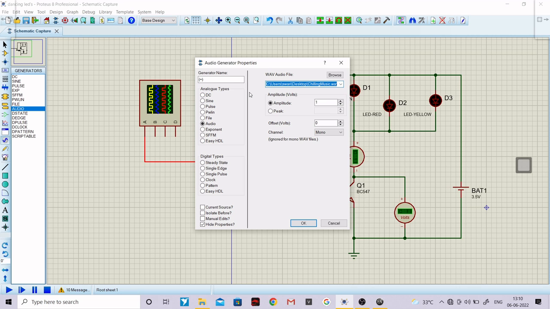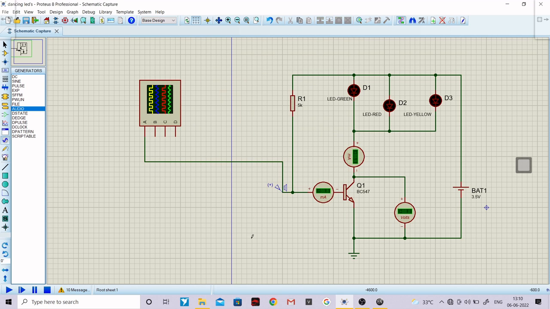You do not need to worry about which audio, but it should be strictly in the wave format or the wave audio file. It should not be in MP3 or MP4. I'm repeating it again: the audio file should be in the wave format, not MP3 or any other format. So I selected it over here, and now we'll run this particular circuit.